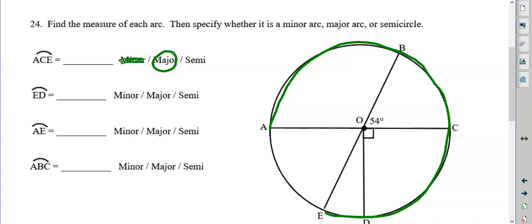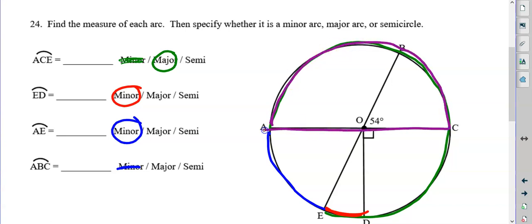ED, okay, that's got to be a minor arc. Right there. ED is a minor arc. AE, also 2 letters, it's going to be a minor arc. ABC cannot be a minor. It's either a major or a semicircle. So ABC, A to B to C, there's the diameter right there. So that's going to be a semicircle.